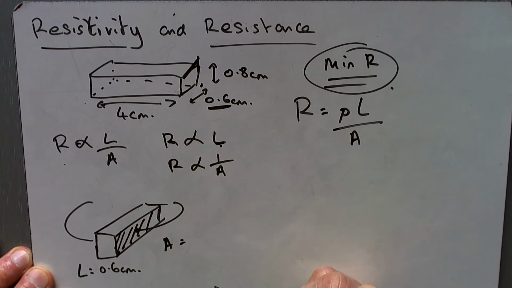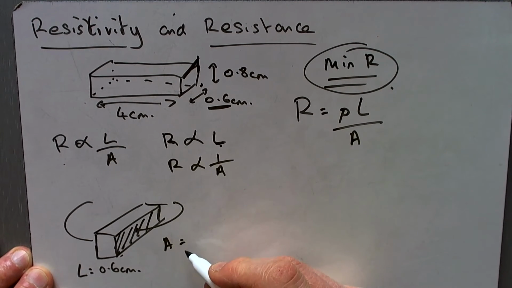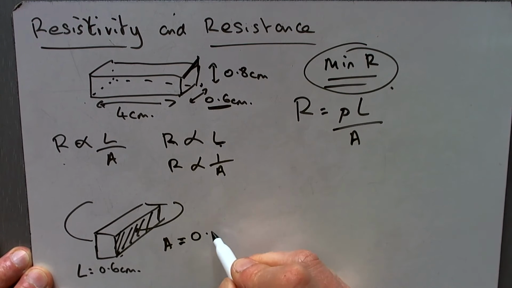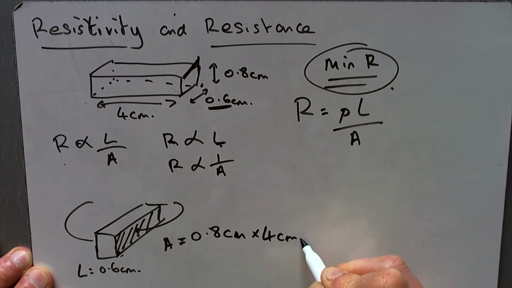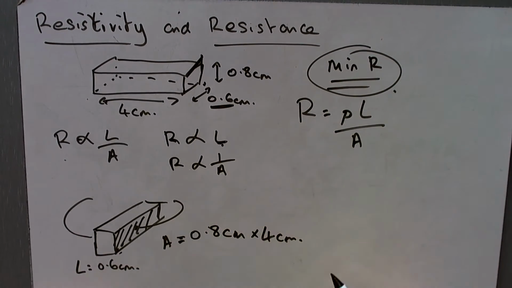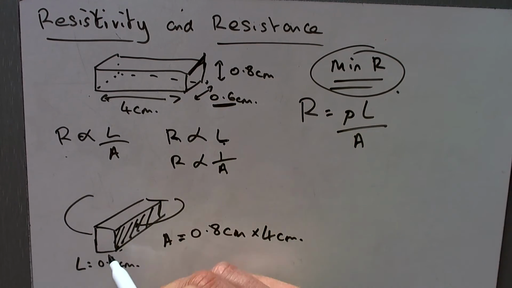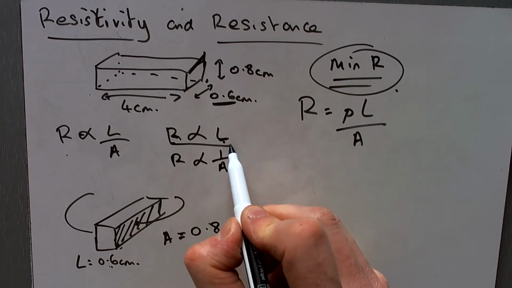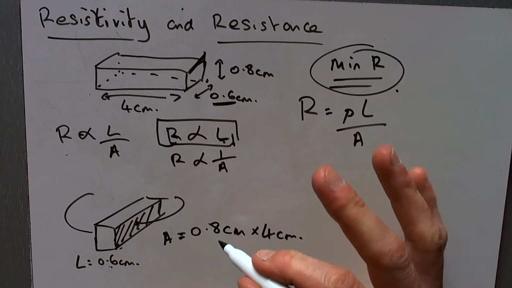Then our area would be this bit, our cross-sectional area, which is the 4 centimeters along here and the 0.8 centimeters over there. So 0.8 centimeters times the 4 centimeters, and then we'll shove those numbers in. That's how we think about it. That's going to give us our minimum resistance because it's got our minimum length. I'm not going to do it all for you.